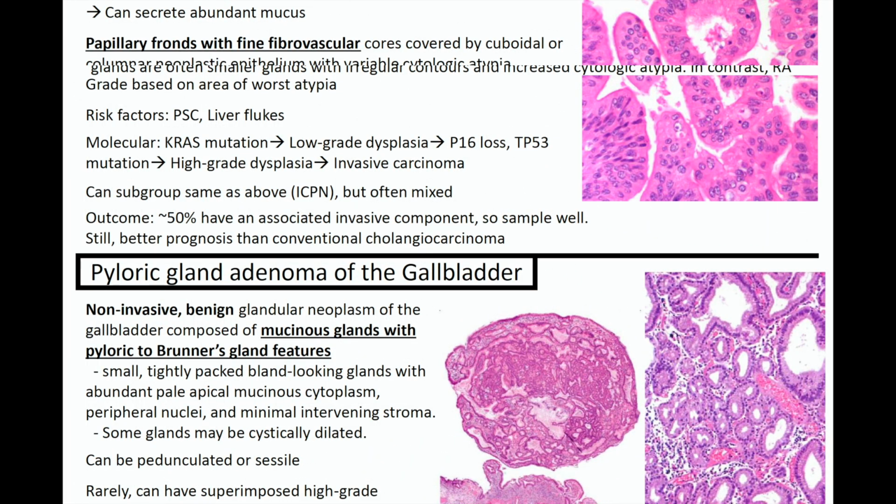Alright, next up we've got the pyloric gland adenoma of the gallbladder. This is a non-invasive benign glandular neoplasm of the gallbladder composed of mucinous glands with pyloric to Brunner's gland features. They're small, tightly packed, bland-looking glands with abundant pale apical mucinous cytoplasm, peripheral nuclei, and minimal intervening stroma. And some glands may be cystically dilated and can be pedunculated or sessile, and rarely can have superimposed high-grade dysplasia or carcinoma.